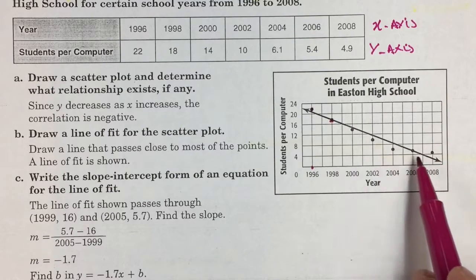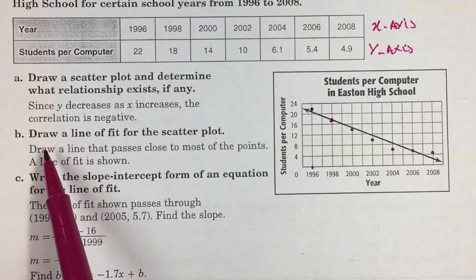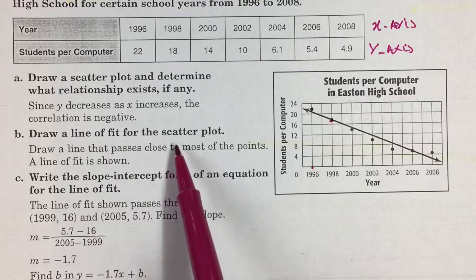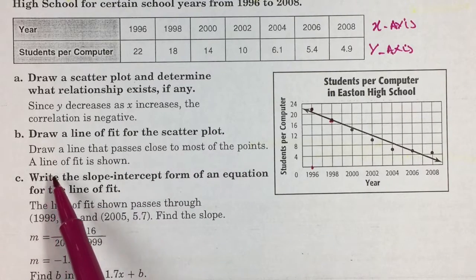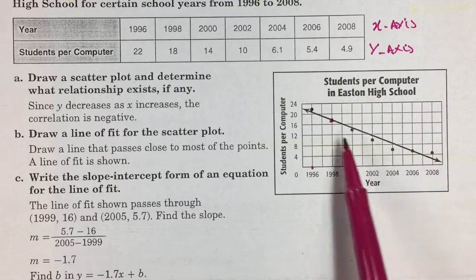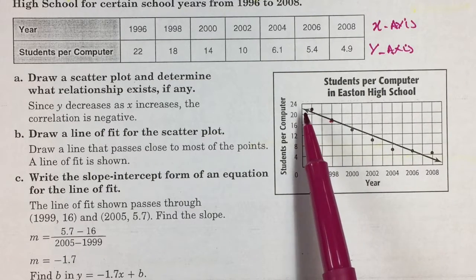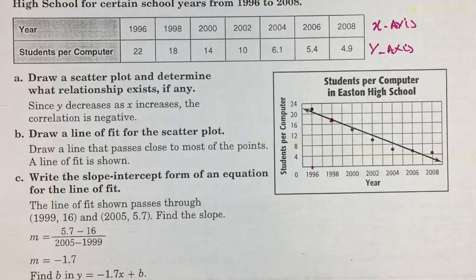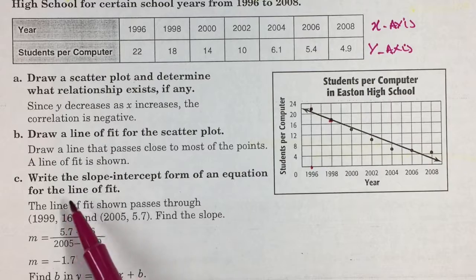Then when I have all my plot points, I'm going to draw a line here, as it requests in B: draw a line of fit for the scatter plot. Draw a line that passes close to most of the points. A line is shown. So you draw a line that passes closest to most of the points, okay? Now write a slope-intercept form of an equation for the line of fit.